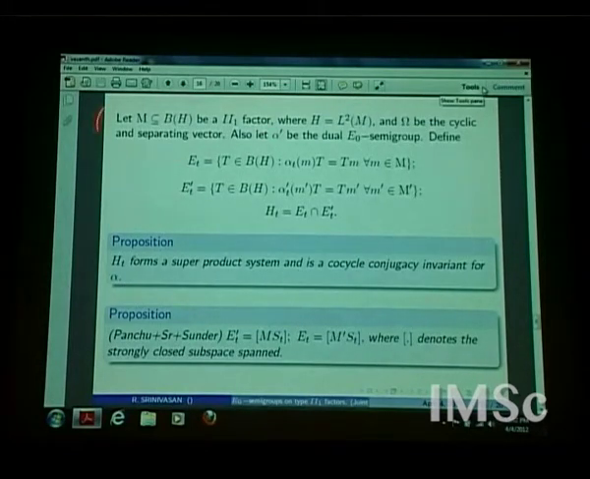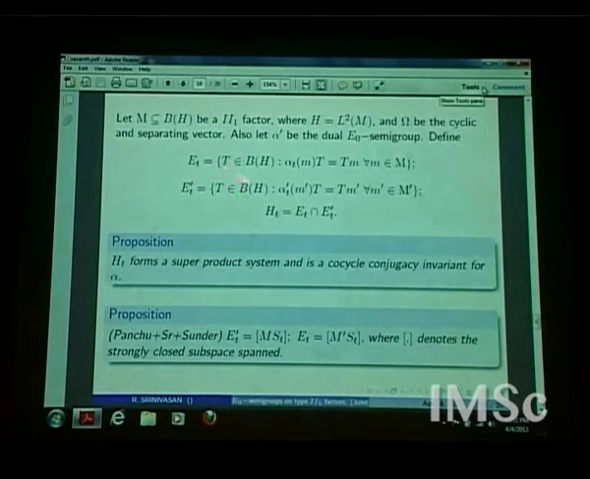So again, let M be a 2-1 factor and it sits in a standard way. Then I can define this E_T. So E_T is all intertwiners in B of L2M which satisfy this relation. For units, I said there is an intertwining property, and further it has to be a unit, it has to be a semigroup also. Here, there is no condition like that.